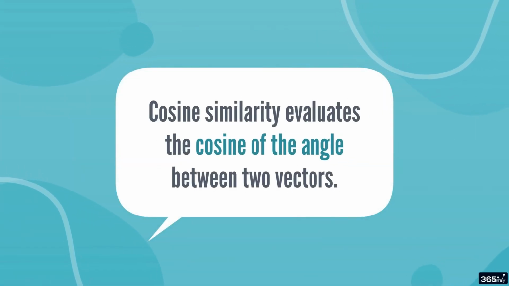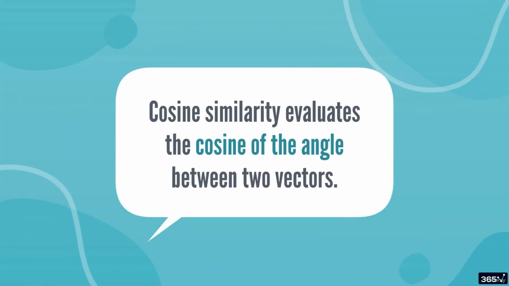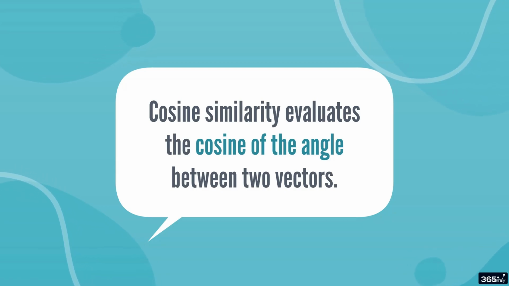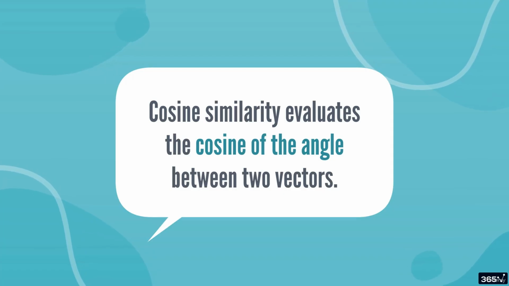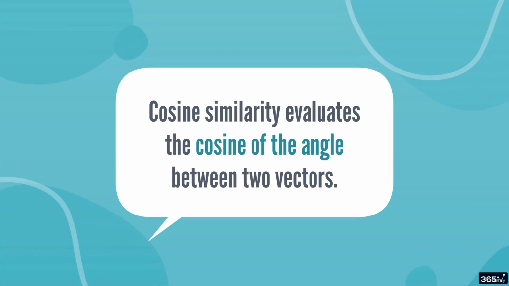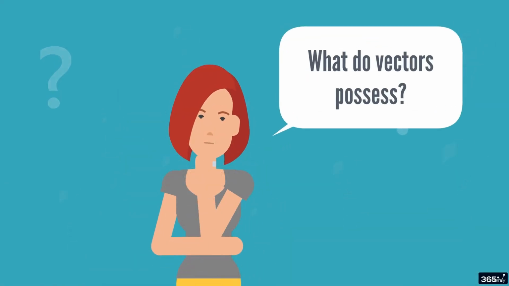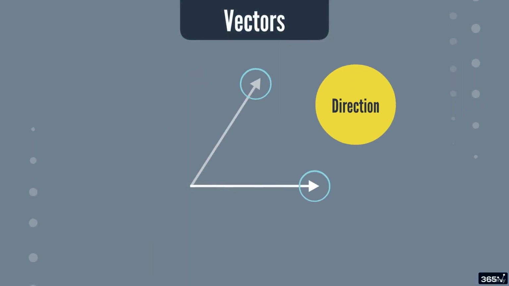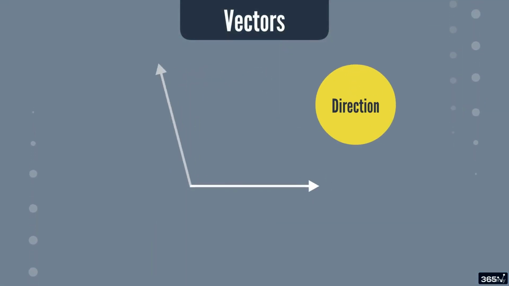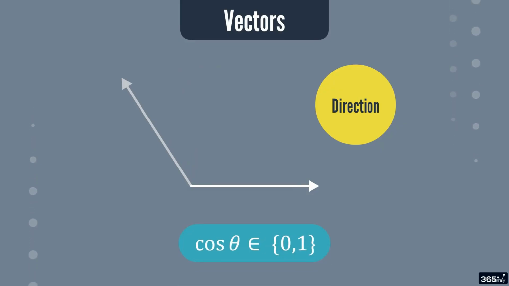The difference is that rather than measuring distance, cosine similarity evaluates the cosine of the angle between two vectors. So crucially here, we're not only measuring the distance between 2 points, we're actually looking at two vectors. And what do vectors possess? Yes, a direction. So if two vectors have different directions, their similarity will be higher. This measure goes from 0 to 1.